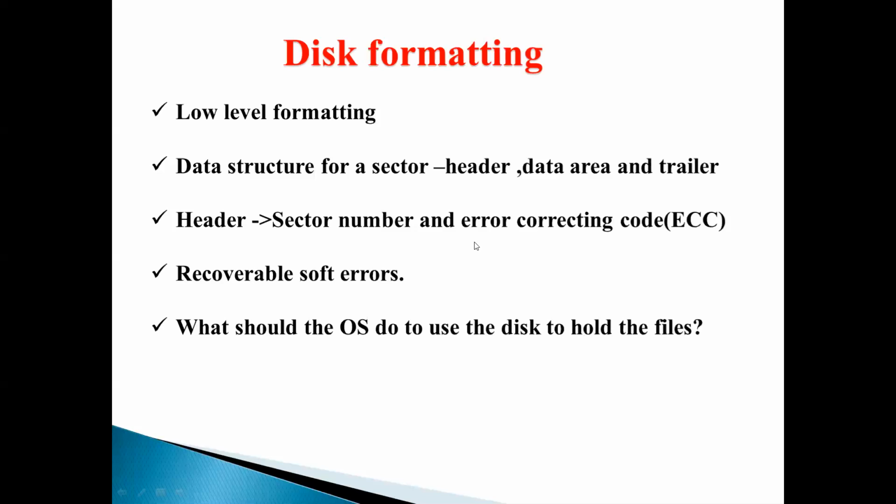Whenever the disk controller is doing a write operation on a sector, the error correcting code is updated. How is it updated? It is updated with a value which is calculated from all the bytes in the data area. I told you that you have the header, data area and trailer, right? With all the bytes available in the data area, this error correcting code will be calculated whenever a write operation is performed on the sector.